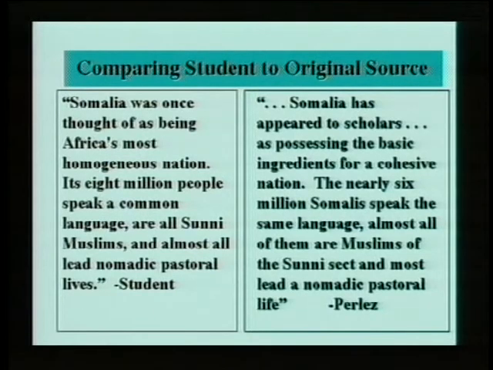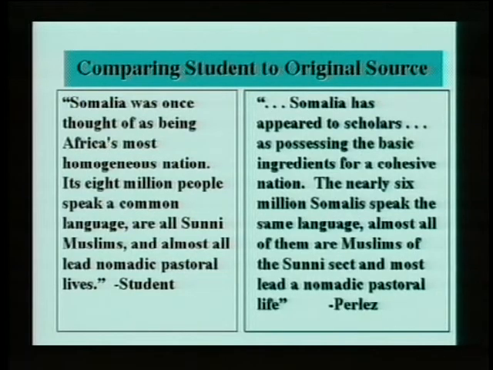And then the passage by Perlez, Somalia has appeared to scholars as possessing the basic ingredients for a cohesive nation. The nearly 6 million Somalis speak the same language. Almost all of them are Muslims of the Sunni sect, and most lead a nomadic pastoral life.